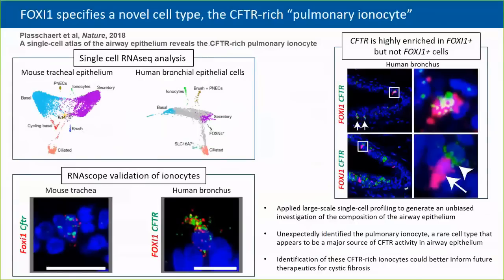In the second study from researchers at Novartis and Harvard, they also found the same cell type, this pulmonary ionocyte that co-expresses FOXI1 and CFTR. RNAscope was used to validate that both mouse and human ionocytes co-express these 2 genes. In addition, the assay demonstrated that CFTR was highly enriched in FOXI1 positive cells, but not FOXJ1 positive cells.